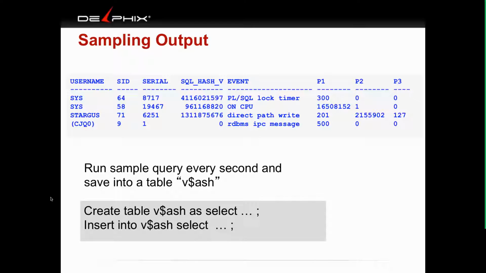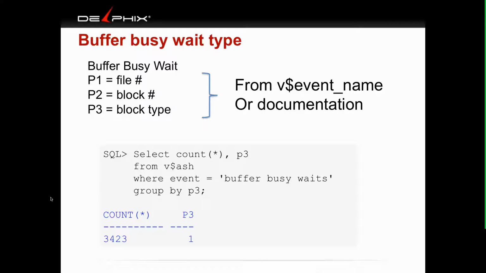So I say create table $ash as select, and then I run insert into $ash, that select statement that we just saw, and I run it every second. Now, if we have the buffer busy wait, what can we do? Well, for buffer busy waits, you can go into a view called $bitname, which will tell you what these P1, P2, P3 values mean, or you can look it up in the documentation.